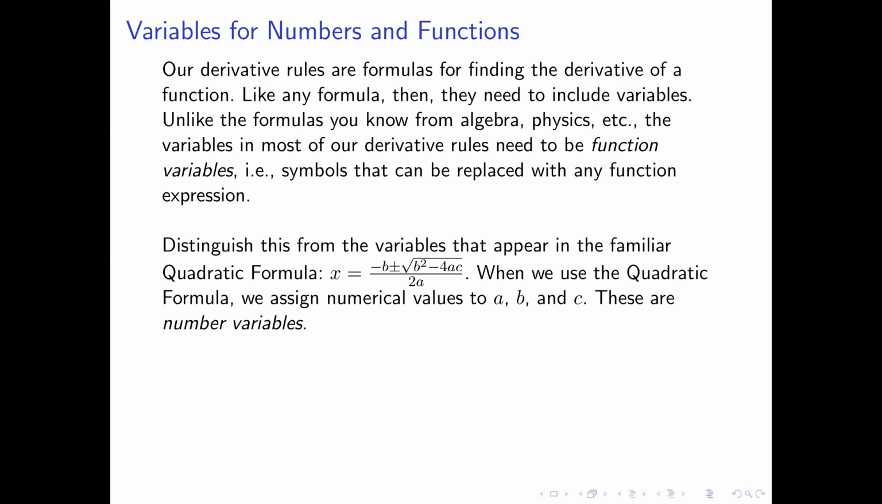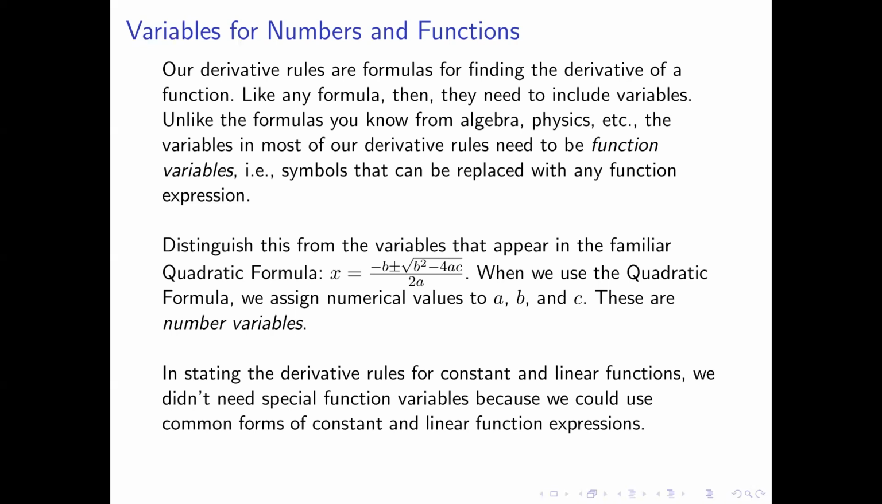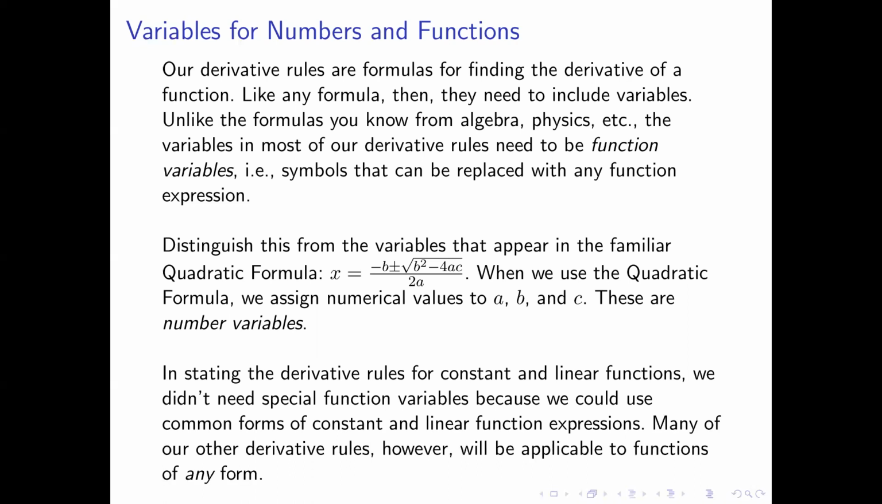These are, in other words, what are called number variables. They represent numbers. In our derivative formulas, we're going to have variables that represent functions, not individual numbers. Now, we didn't need these in stating the constant and linear function rules that we derived a moment ago, because those kinds of functions have standard algebraic representations. Any constant function can be represented by some arbitrary constant, we use b, and any linear function can be represented by an expression of the form mx plus b. But our other derivative rules will be applicable to functions of any form. And so here we will need variables that can stand in for any function whatsoever.